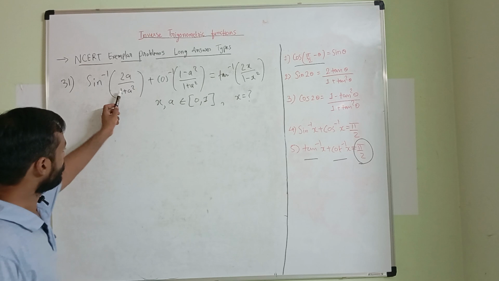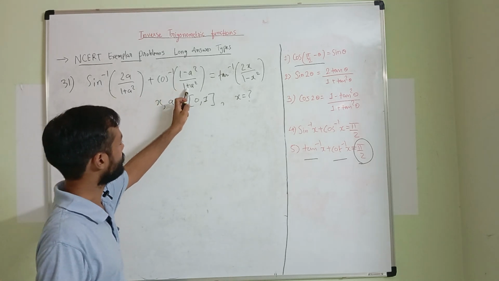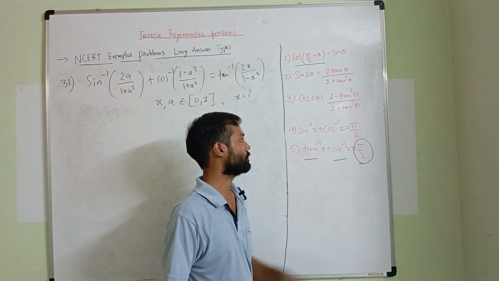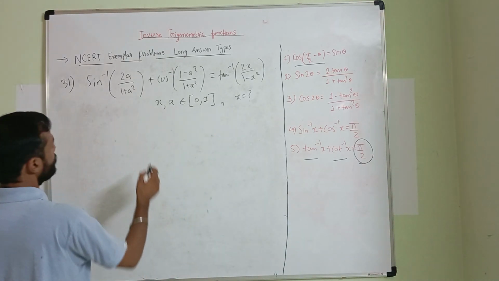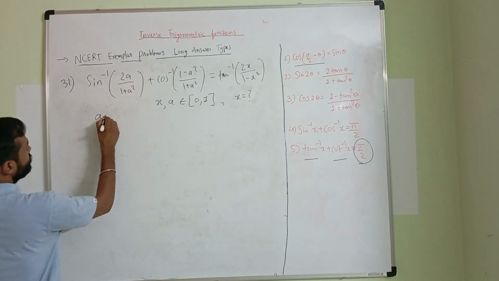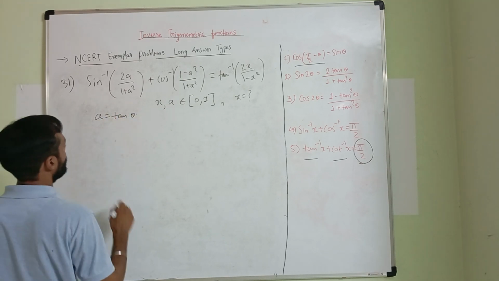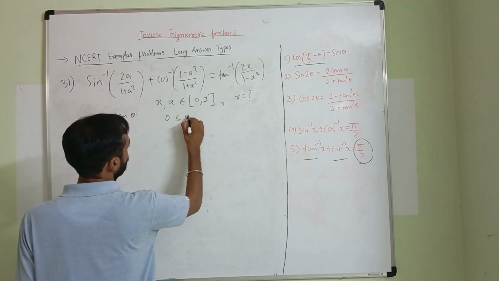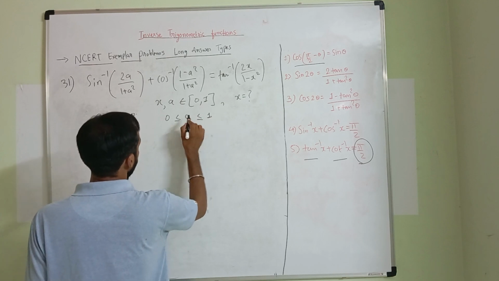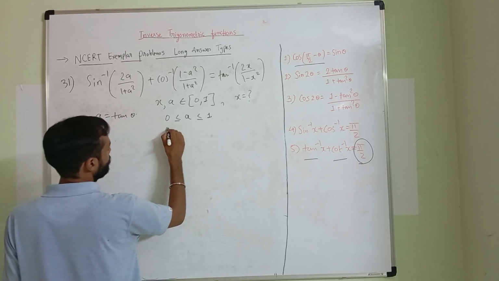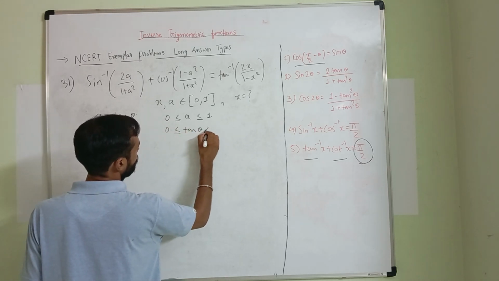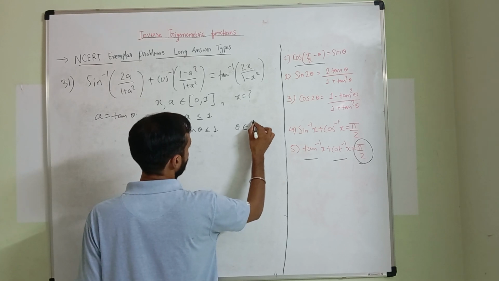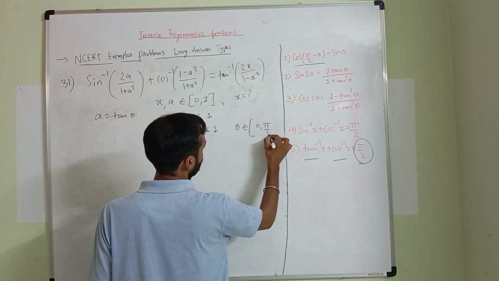So here 2a upon 1 plus a square and 1 minus a square upon 1 plus a square are in this form, that is 2 tan theta upon 1 plus tan square theta and 1 minus tan square theta upon 1 plus tan square theta. So we will simply assume a to be equal to tan theta. Now a is from 0 to 1, so 0 is less than or equal to a less than or equal to 1, and since we assume this to be tan theta, our tan theta will be 0 to 1. So theta belongs to 0 to pi by 4.